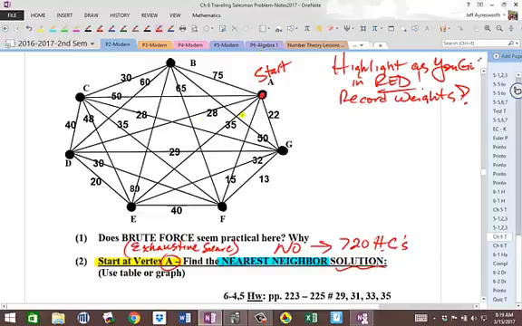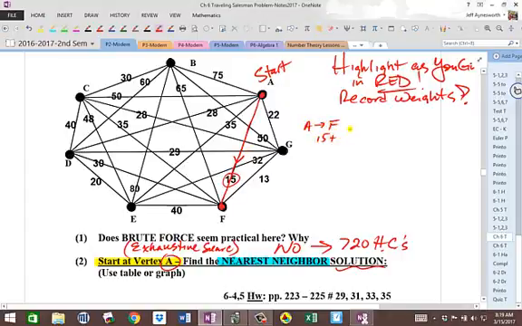So where do I want to go? If I went to B at 75, versus 50, versus 28, versus 35, versus 15, versus 22. Well, 15 is the smallest weight, so I'm going to travel to F. Let's put some arrows on there. I'm going to go from A to F, and that's weight 15.